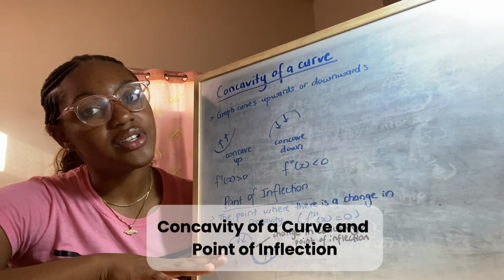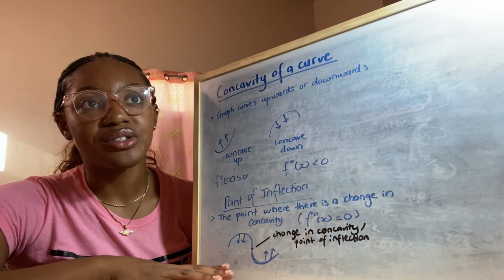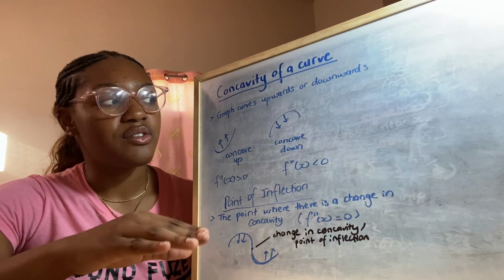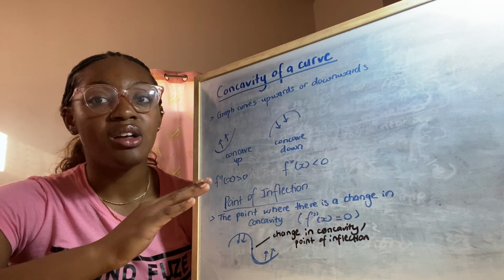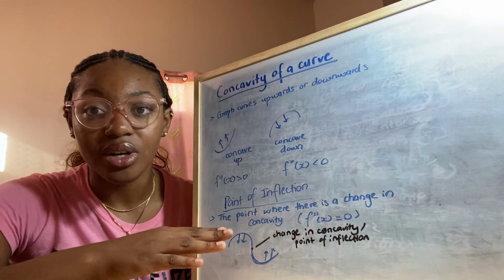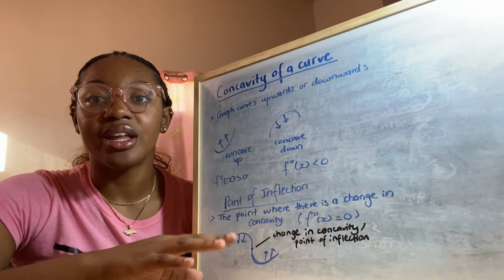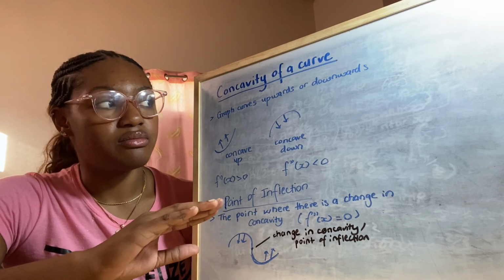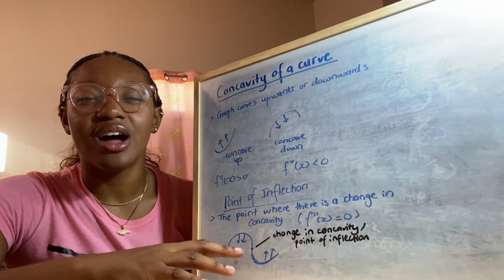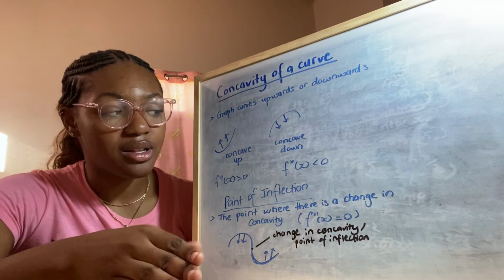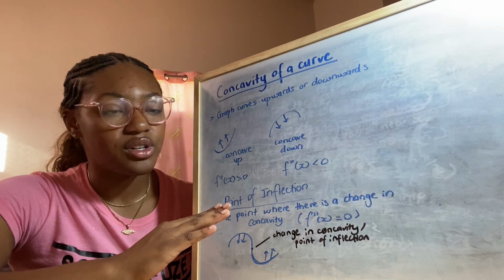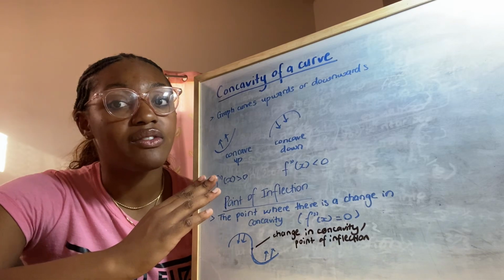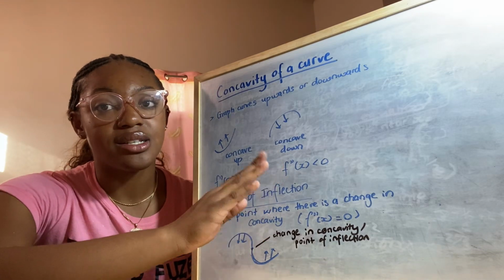We move on to the concavity of a curve. So with this, we're just describing the graph, whether the graph curves upwards or it curves downwards. If the graph curves upwards, we'll call it a concave up. If the graph curves downwards, we'll call it a concave down. And in order to test for the concavity of a curve, basically, we use the second derivative. So if the graph curves upwards, meaning that it's a concave up, the second derivative would be greater than 0. However, if the graph curves downwards, meaning that it's a concave down, the second derivative is less than 0.